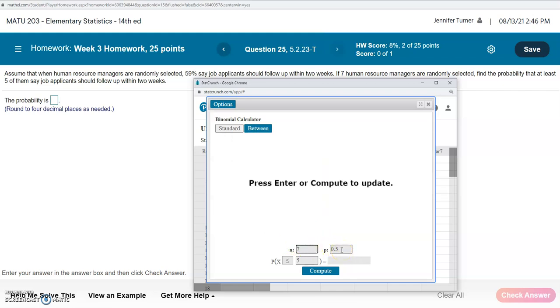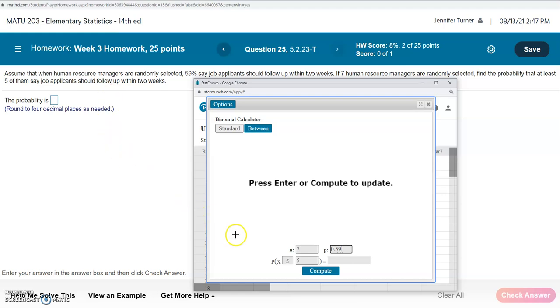P is the probability of a success. So in this case, the probability that any of these individual human resource managers would have said yes to the question about the applicants following up within 2 weeks. They told us that there was a 59% chance. So the probability then is just that number as a decimal, so 0.59. And finally, it said we want to find the probability that at least 5 of the 7 say that job applicants should follow up. So let's think about what at least 5 is. At least 5 means that 5 is the least. So it means 5 or more than 5.